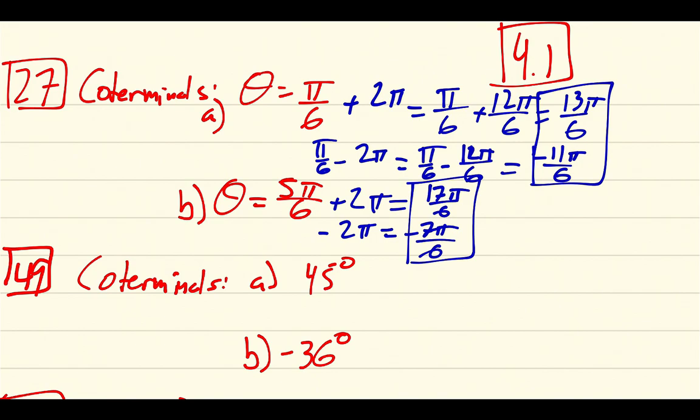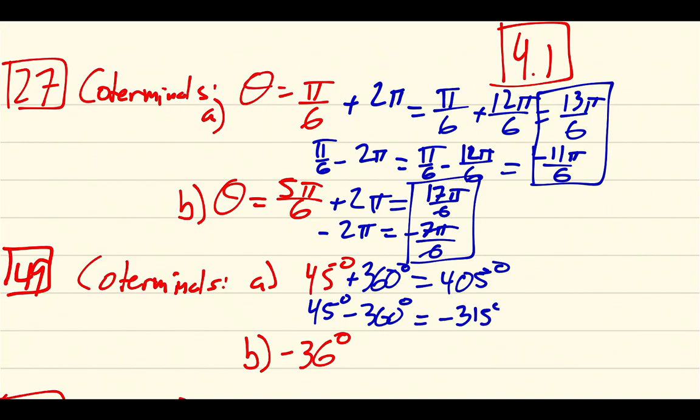Now, similarly, for coterminal angles in degrees, we're just going to add and subtract 360. So I'm going to add 360. So 45 plus 360 degrees gives us 405 degrees. And if I do 45 minus 360, that would give us negative 315 degrees.